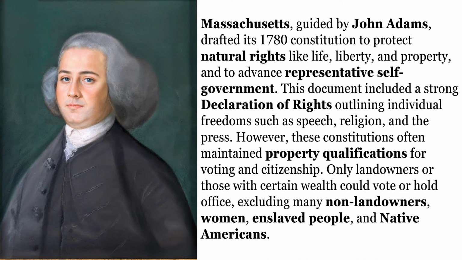Massachusetts, guided by John Adams, drafted its 1780 Constitution to protect natural rights like life, liberty, and property, and to advance representative self-government. This document included a strong Declaration of Rights, outlining individual freedoms such as speech, religion, and the press. However, these constitutions often maintained property qualifications for voting and citizenship.